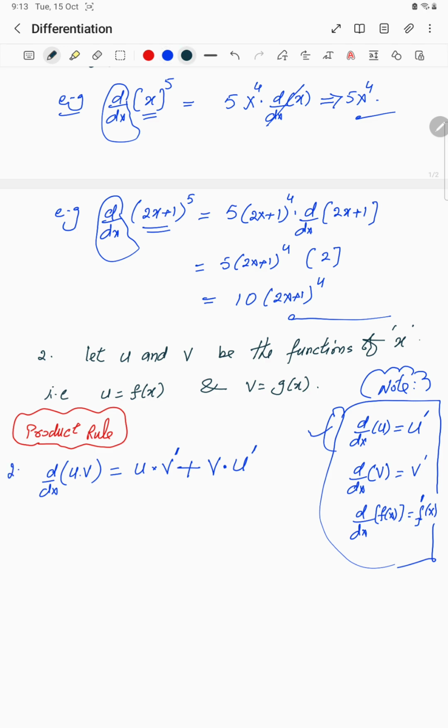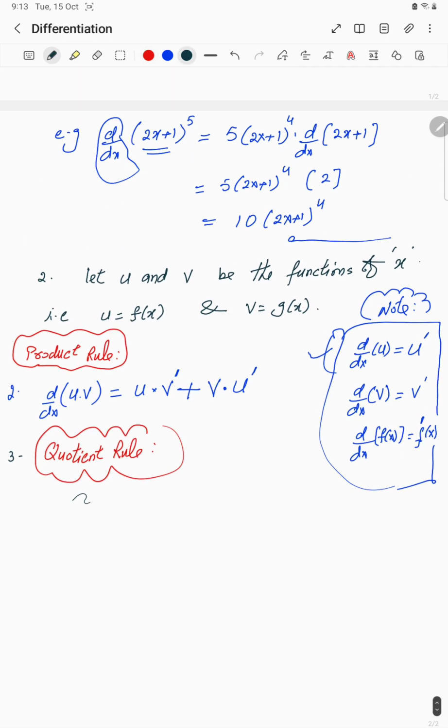After this, we have the quotient rule. Quotient rule means that this time, instead of multiplying, the two functions are going to divide, like d by dx of u over v, right?